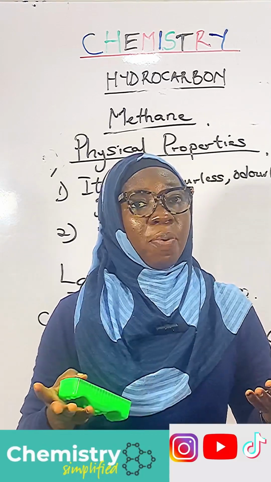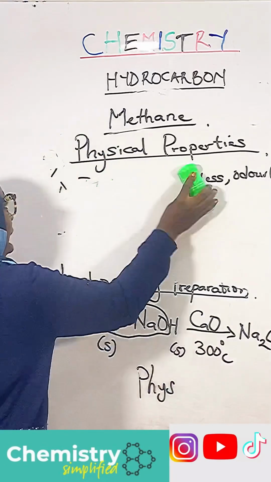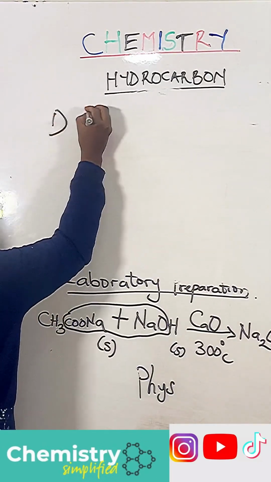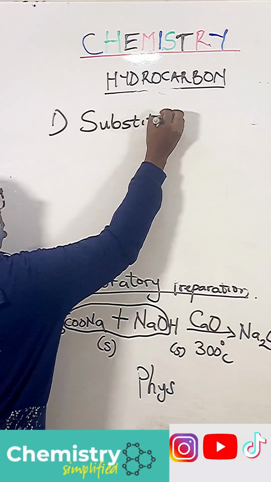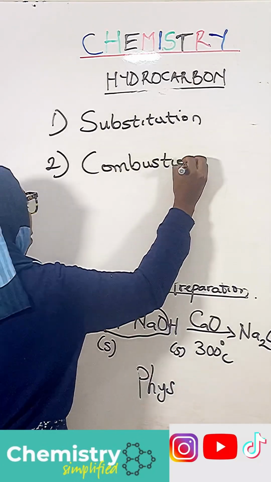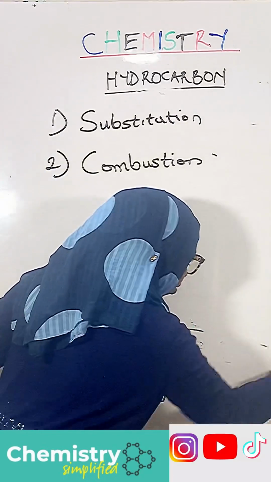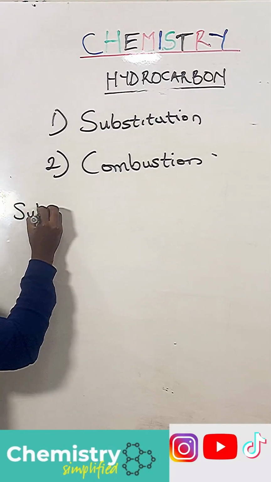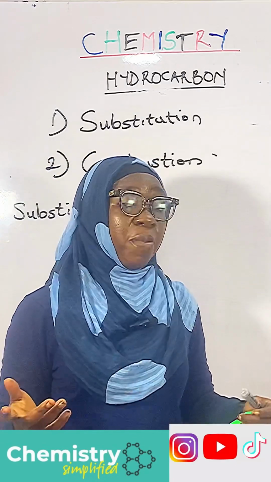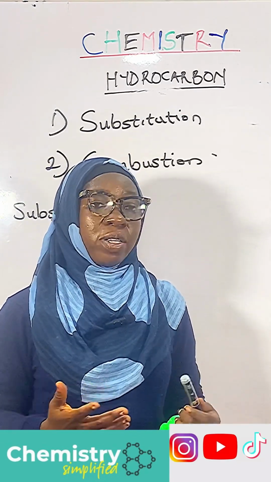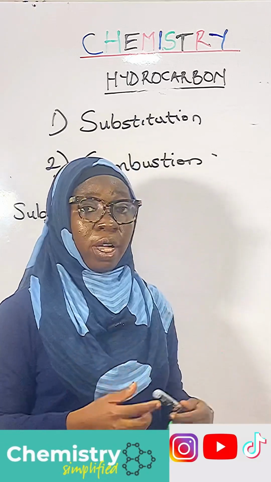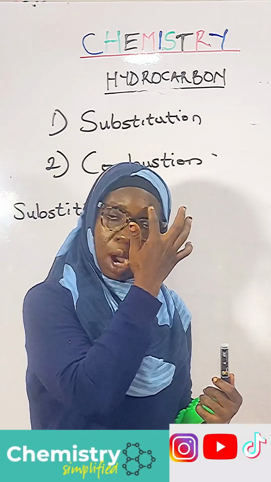Then let us now look at chemical properties of methane. Majorly, alkanes have just two chemical properties. We have the one that we call substitution, then we have what we call combustion. So let's quickly look at the substitution reaction of alkanes. Substitution is the reaction of alkanes with halogen, majorly chlorine. In the process, the chlorine will displace or substitute itself for the hydrogen in the alkane, thereby attaching itself to the alkane group. What do we mean by that?